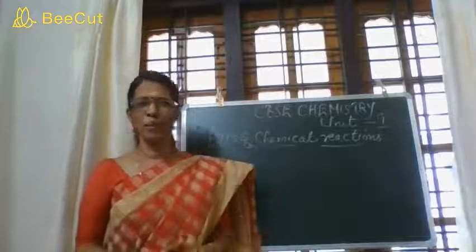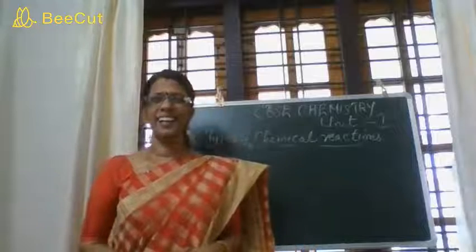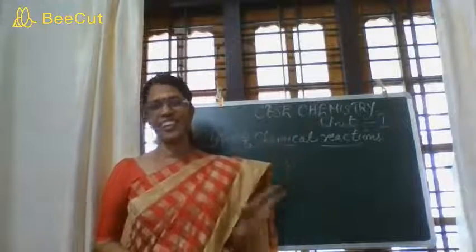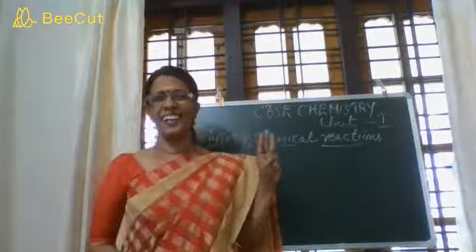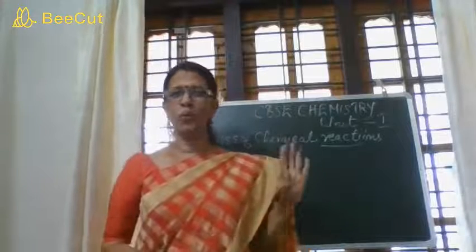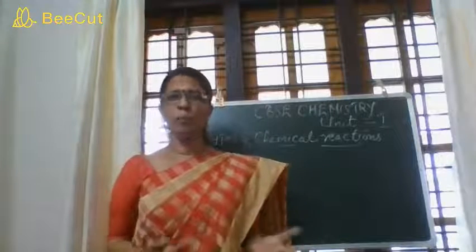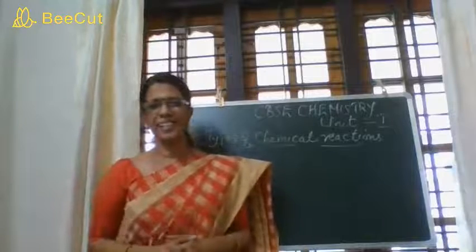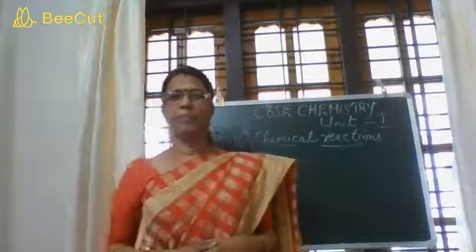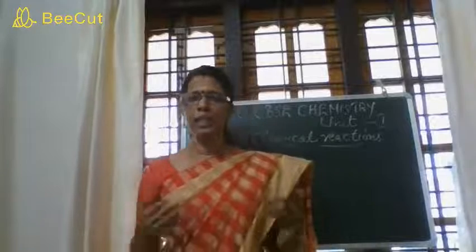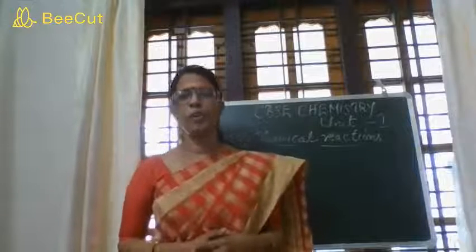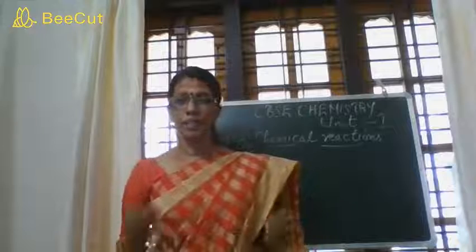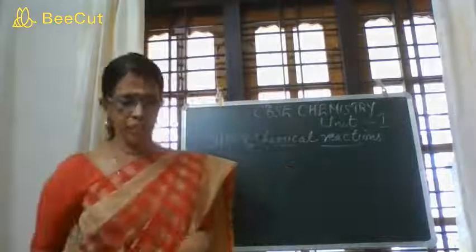Mainly 4 types of chemical reactions are there. They are 1. Combination reaction, 2. Decomposition reaction, 3. Displacement reaction, 4. Double displacement reaction or partner exchange reaction. These are the 4 different types of reactions that we can see in this chapter, and mainly these are the 4 different types of reactions discussed under chemistry. And the first one is combination reaction.